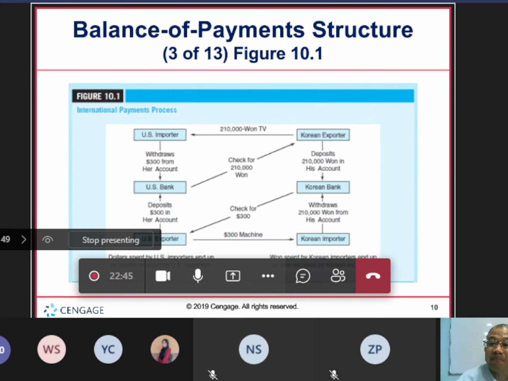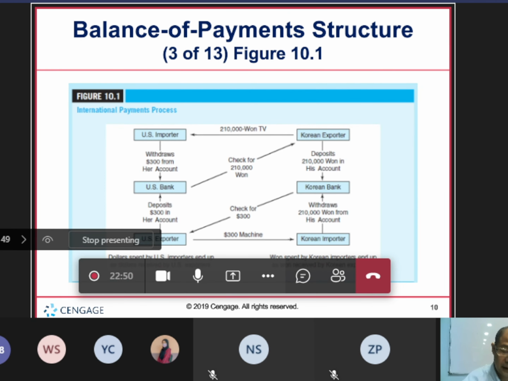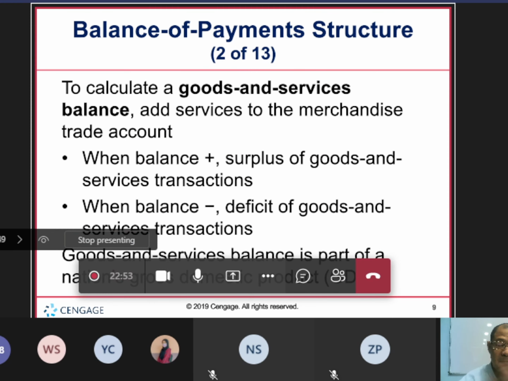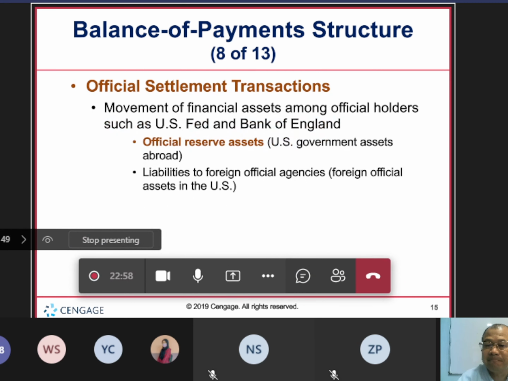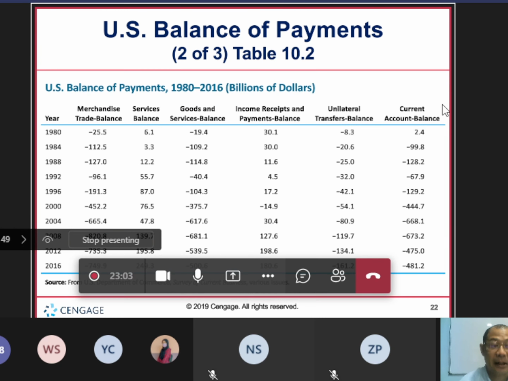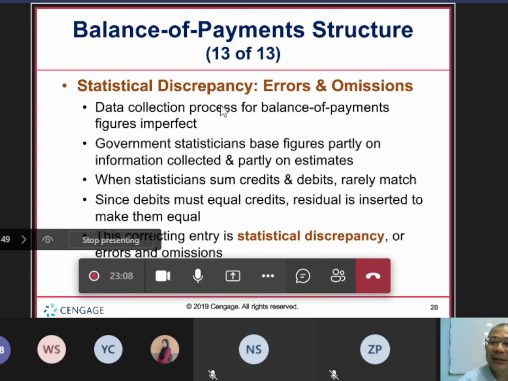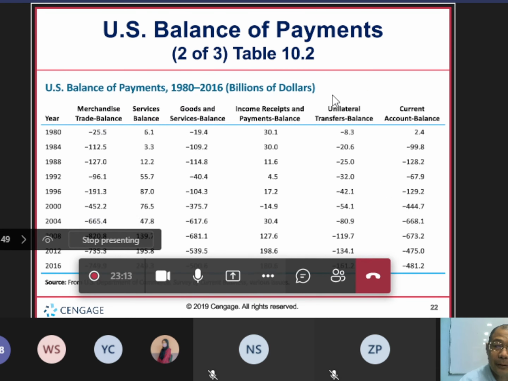So this is the current account balance: goods and services plus transfers. Let's go back to that. What I was trying to say is that all this omission and error will come somewhere on the right, before the last column, which is the overall balance. So next to the overall balance is omission.